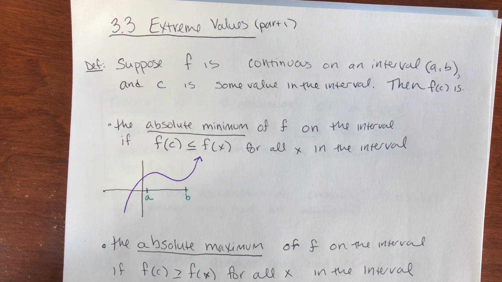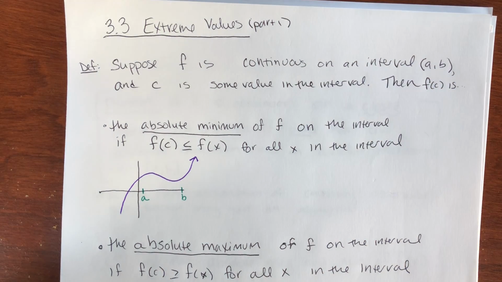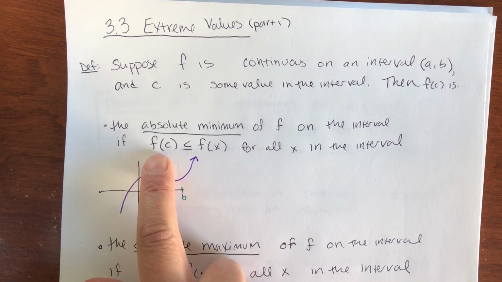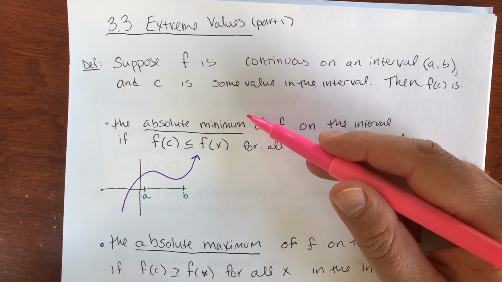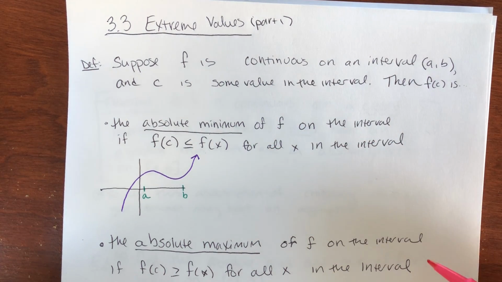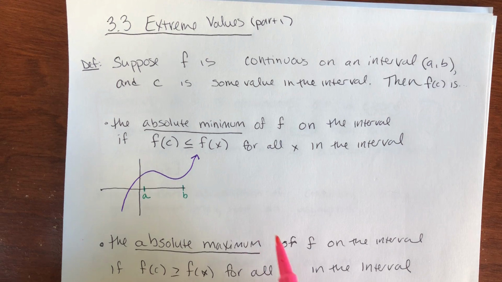And we also suppose that c is some actual value in that interval. So c is some number between a and b. Then we say that f of c is the absolute minimum of f on the interval if f of c is less than or equal to f of x for all x in the interval. Okay, so essentially an absolute minimum here is just the lowest possible output you have over that particular interval.